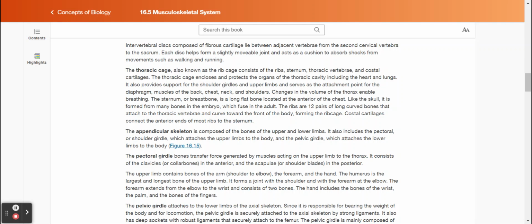The sternum, or breastbone, is a long, flat bone located at the anterior of the chest. Like the skull, it is formed from many bones in the embryo, which fuse in the adult. The ribs are 12 pairs of long, curved bones that attach to the thoracic vertebrae and curve toward the front of the body, forming the rib cage. Costal cartilages connect the anterior ends of most ribs to the sternum.